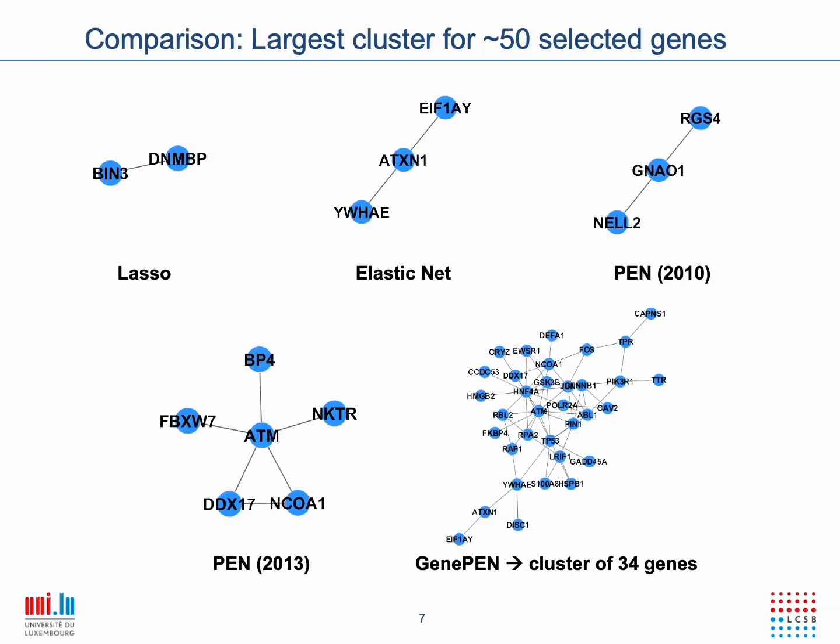Here you can see example results obtained for the different methods when setting the parameters such that approximately 50 genes are selected in total. We can see that only 2 of the 50 genes are grouped together in the network for the lasso approach, 3 for the elastic net and the PEN approach from 2010, 6 for the PEN approach from 2013, but 34 genes for GenePEN.